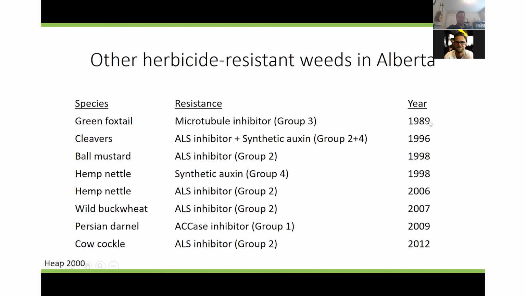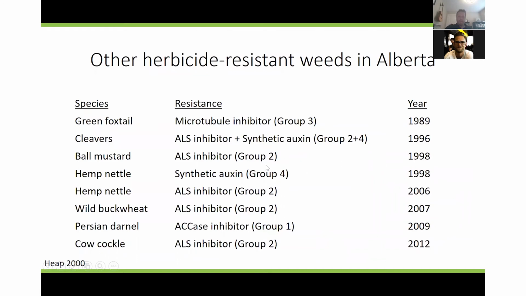So group 3 resistant green foxtail has been around for a while now, but it doesn't show up on the surveys because group 3s are not included in the tier 1 herbicides that we currently test those populations with. So that's why we don't have the map for group 3 resistance in green foxtail, similar to group 4 or synthetic auxin resistance in cleavers and also hemp nettle. And that's why those biotypes are not showing up in the survey.